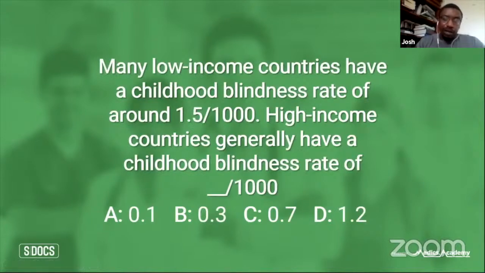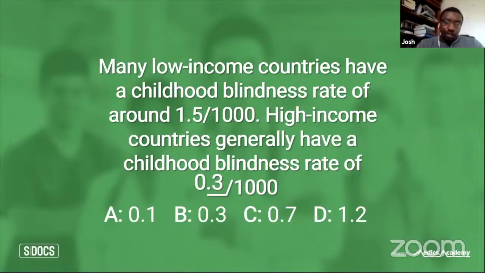Many low-income countries have a childhood blindness rate of around 1.5 per 1,000. High-income countries generally have a childhood blindness rate of blank per 1,000. 0.1, 0.3, 0.7, or 1.2. So the answer for this one is 0.3.